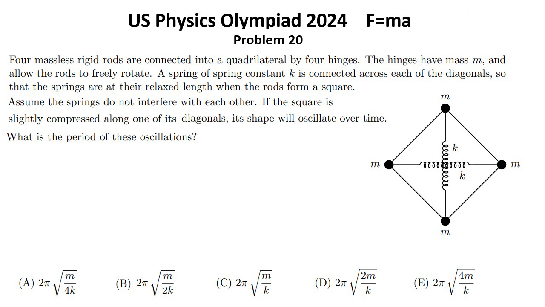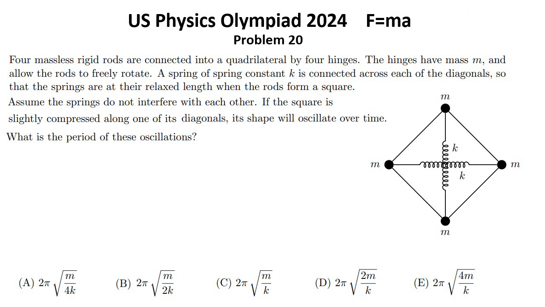Problem number 20. 4 massless rigid rods are connected into a quadrilateral by 4 hinges. The hinges have mass m, and allow the rods to freely rotate. A spring of spring constant K is connected across each of the diagonals, so that the springs are at their relaxed length when the rods form a square.